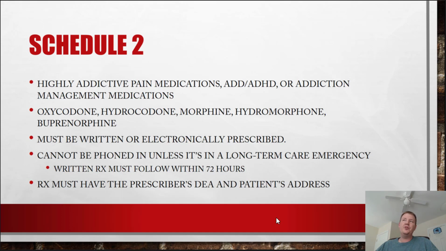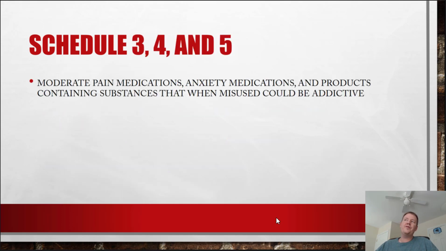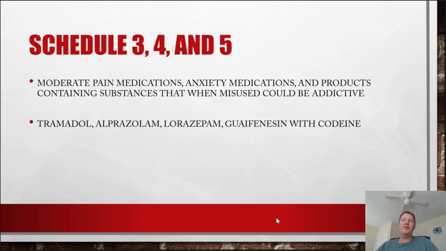So Schedule 2s, because they're the most risky medications that a pharmacy dispenses, are the most highly regulated. Schedule 3s, 4s, and 5s all have the same requirements. They're either moderate pain medications, anxiety medications, or products that happen to contain a substance that could be abused, but might not be used for pain. A good example of that would be the guaifenesin with codeine.